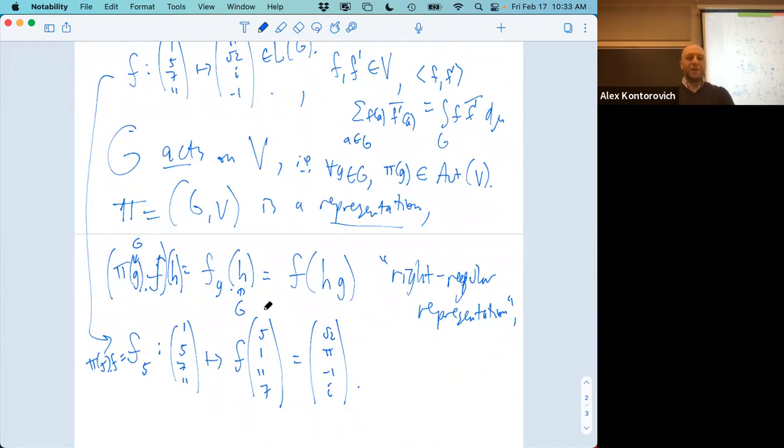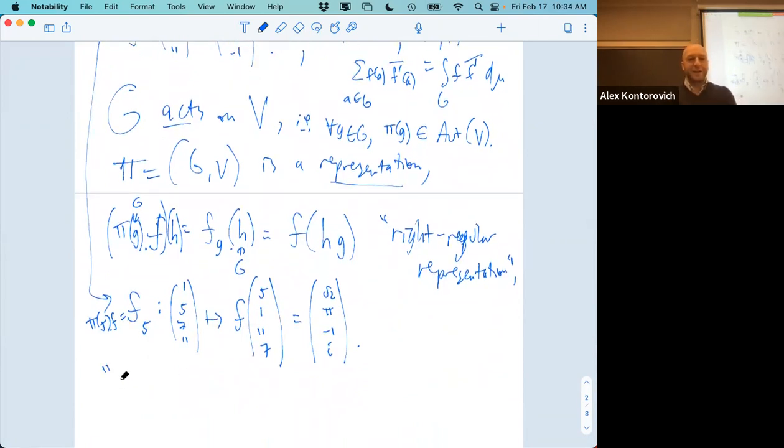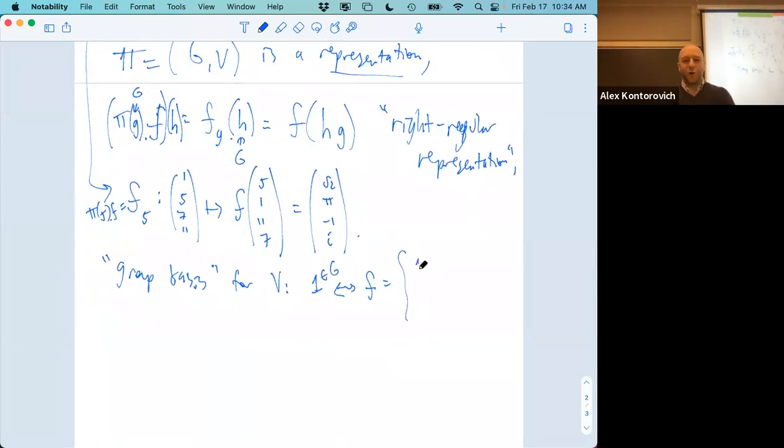Okay, now, we've implicitly taken a basis for this vector space. I call this the group basis. The group basis for V is the basis 1. By 1 in G, I mean the function F that takes 1 if G is equal to 1 and 0 elsewhere. So that's implicitly what we've done. We've written things in the basis 1, 5, 7, 11. And it moves 1 and 5 and 7, 11 around in this funny way.